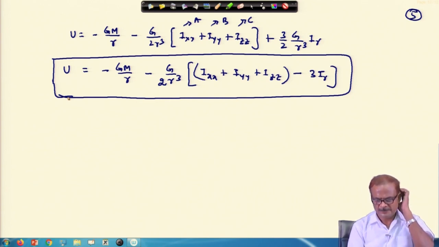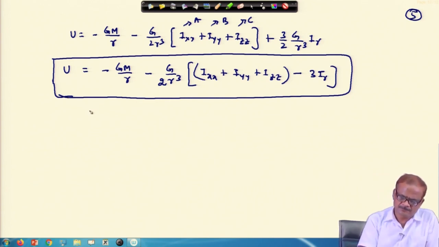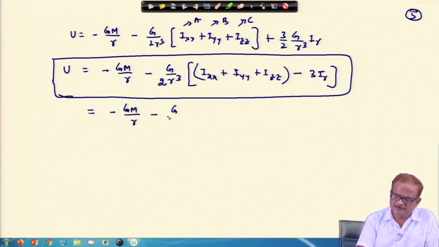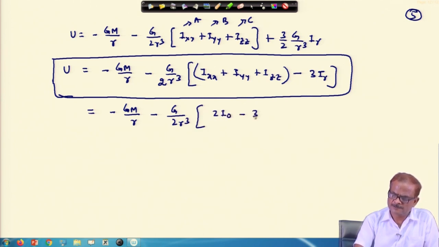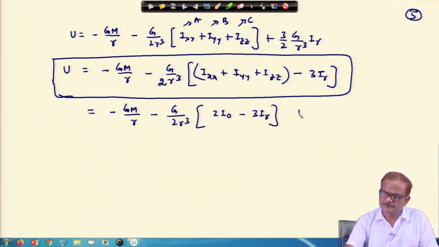So, this is the form we are getting here, and sometimes this is also expressed by writing it as 2 I 0 minus 3 I R, where I 0 equals I x x plus I y y plus I z z.